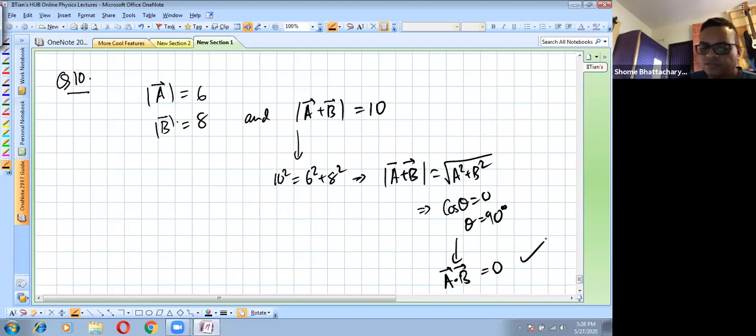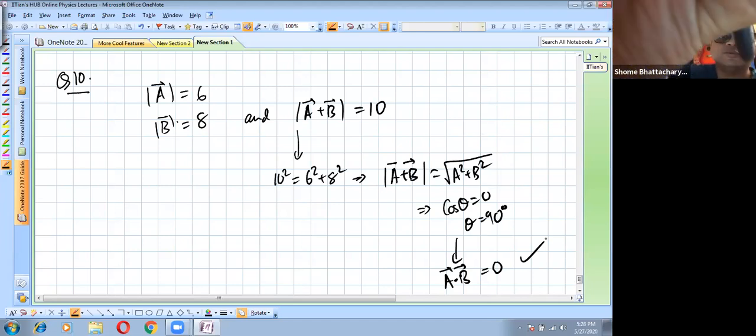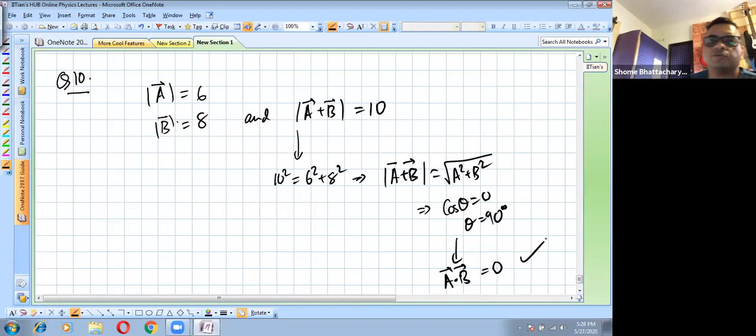So that's your 10th question. Very common type of question, but very straightforward. Some information is given for A plus B, and from that you find out how much cos theta is. In this case, cos theta is 0. So A dot B becomes 0 accordingly.